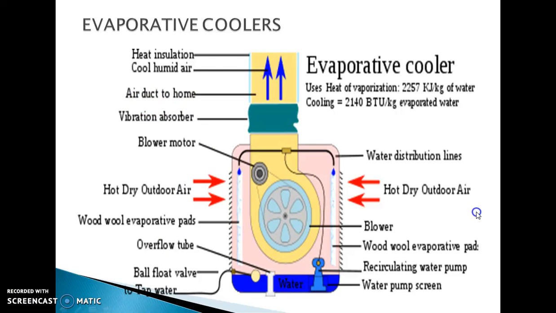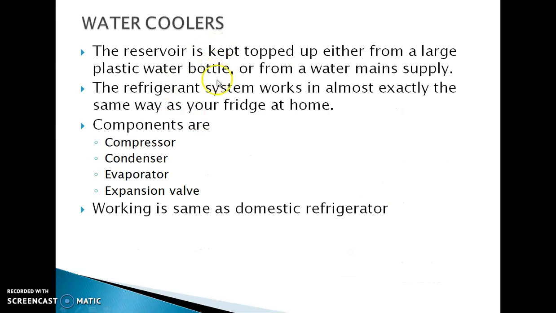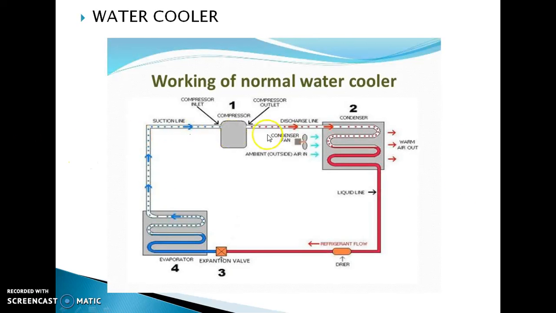The next application is water coolers. Water coolers are basically machines which provide cooled water as per the requirements. The components are again the same components of the vapor compression cycle: compressor, this is the condenser, then this is the dryer, expansion valve, evaporator, and again to the compressor.